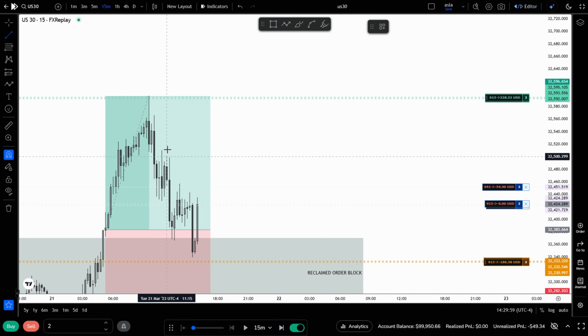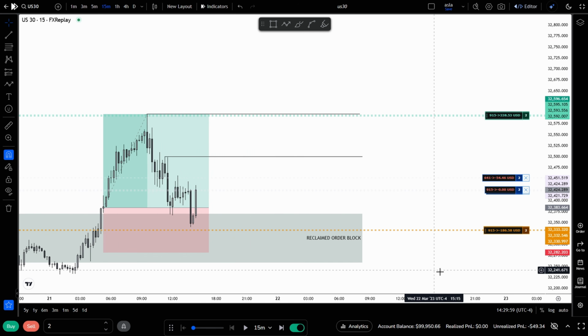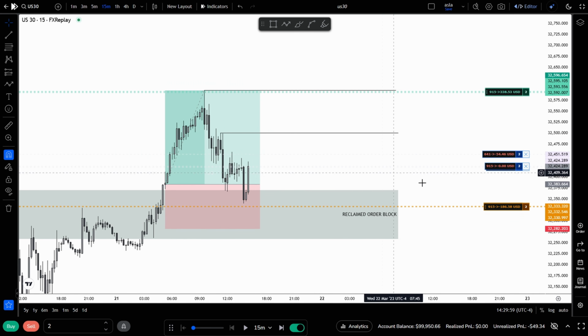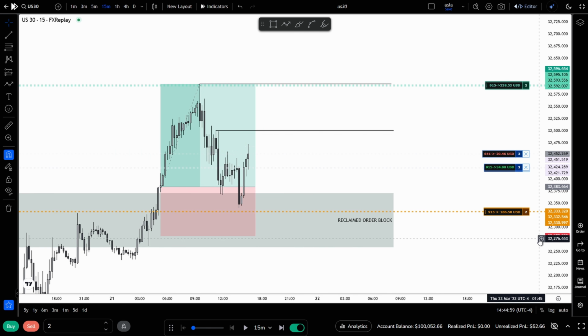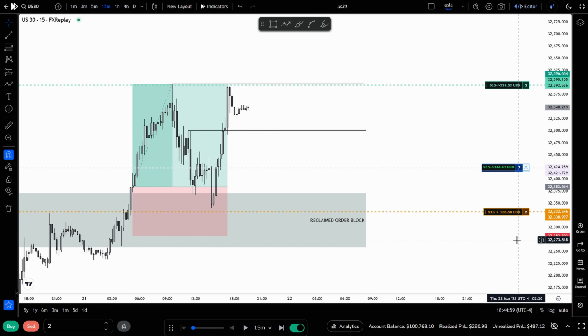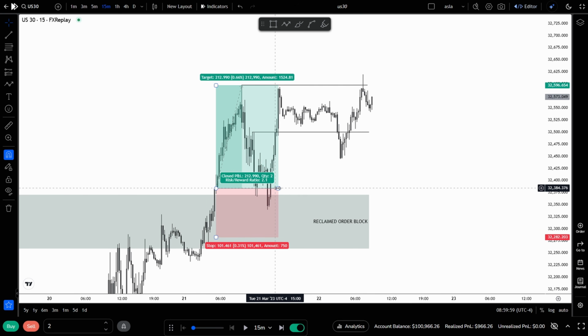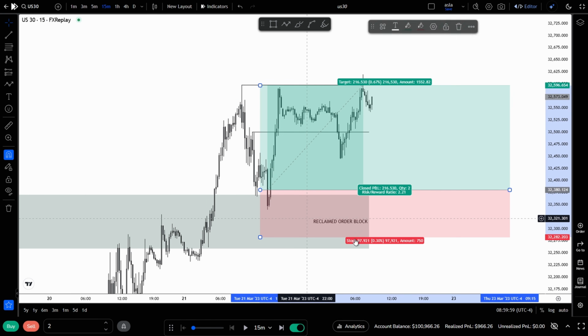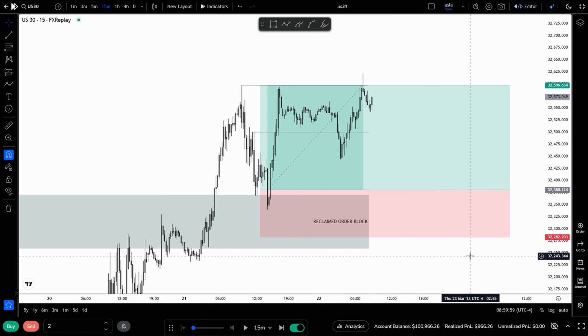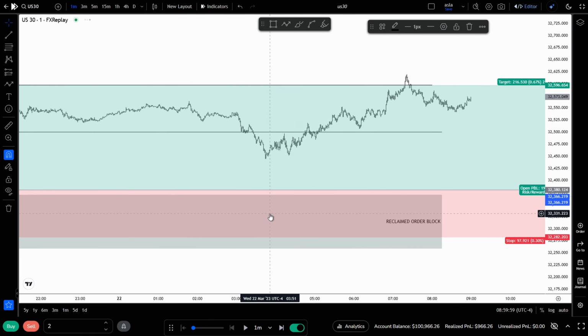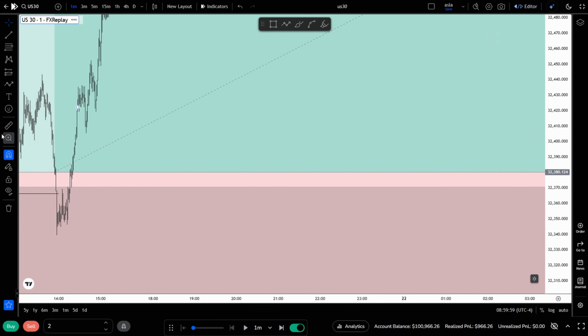Now the next question is, where should our targets be? One simple approach is to take partial profits at nearby equal highs, which are sitting right here on the chart. After that, the main target can be the nearest draw on liquidity, which in this case is the swing high above. So we can place our take profit around this swing high while taking partials at the equal highs along the way. Also remember that we are currently looking at the 15-minute chart. If you drop down to the 5-minute or 1-minute time frame, you will often find multiple entry opportunities forming inside these candles.